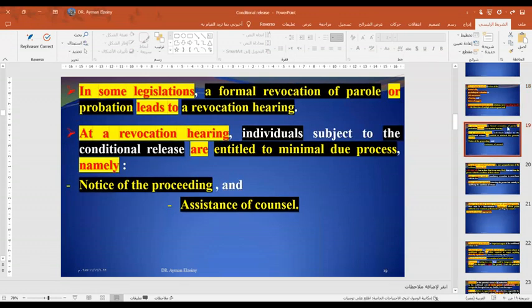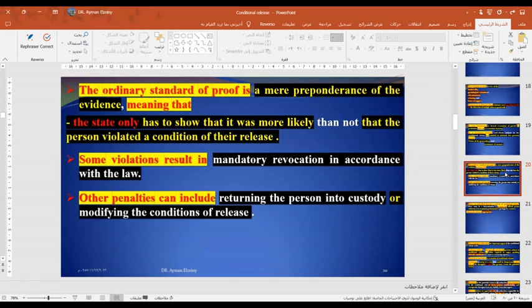In some legislations, a formal revocation of parole or probation leads to a revocation hearing. In such a hearing, individuals who are subject to conditional release are entitled to minimal due process, namely notice of proceedings and assistance of counsel. The ordinary standard of proof is mere preponderance of evidence, meaning that the state only has to show that it was more likely than not that the inmate violated the conditions of their release.